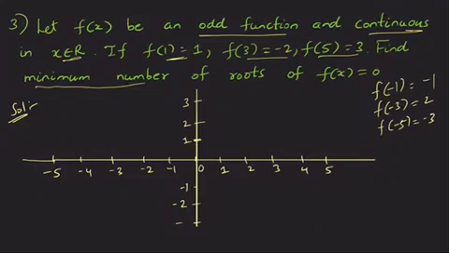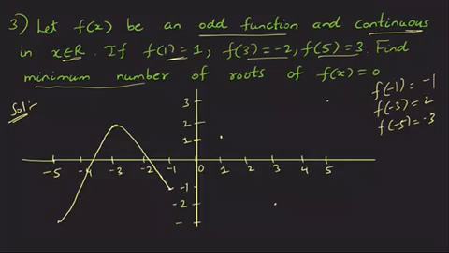Now let us plot the graph of the function. f(1) is somewhere here, 1, and f(3) is somewhere here, minus 2, f(5) is 3. Similarly f(negative 1) is negative 1, f(negative 3) is 2, and f(negative 5) is negative 3. So now let's join the points. If I join the points, since the graph is continuous, it definitely has to cut the x-axis at many points.